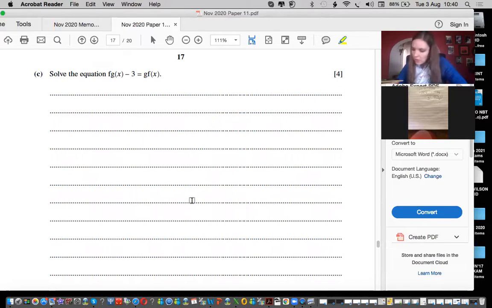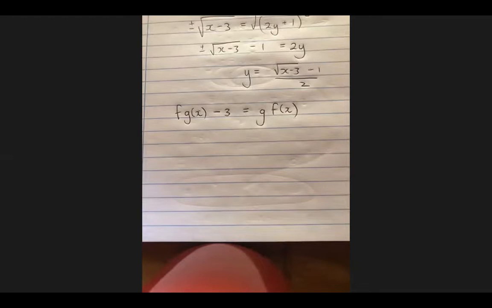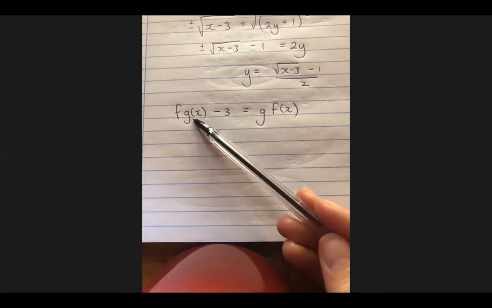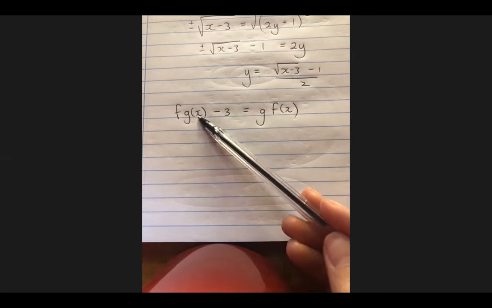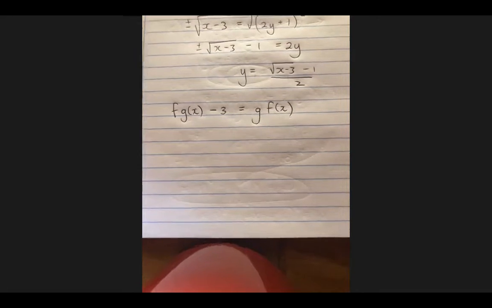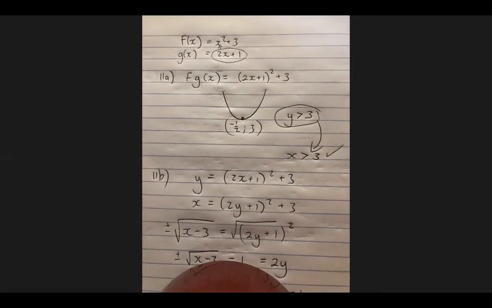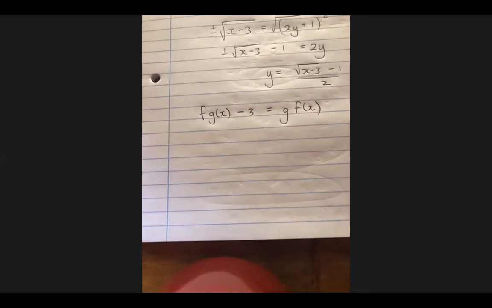The next question, they want you to take f of g of x. Don't forget that you've just got f of g of x in the first question. And then they want you to set it equal to g of f of x. Okay. I want us to do as little as possible. Don't do f of g of x again. You still have it there. We just literally just did it. So from 11a, just copy down f of g of x.